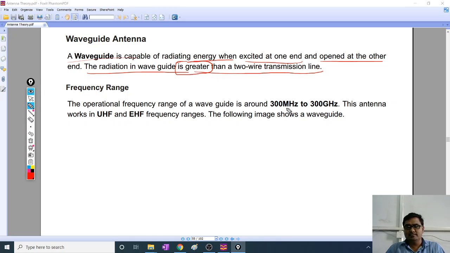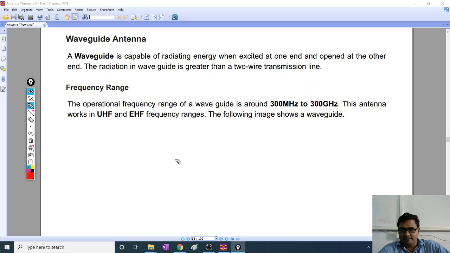So what is the frequency range? Look at this: the frequency range is up to 300 gigahertz. Isn't it very large? This is a large frequency range over which a waveguide can operate, so it is treated in the UHF and EHF frequency ranges. Up to 300 gigahertz is obviously a large frequency range. So this is about waveguide antennas.